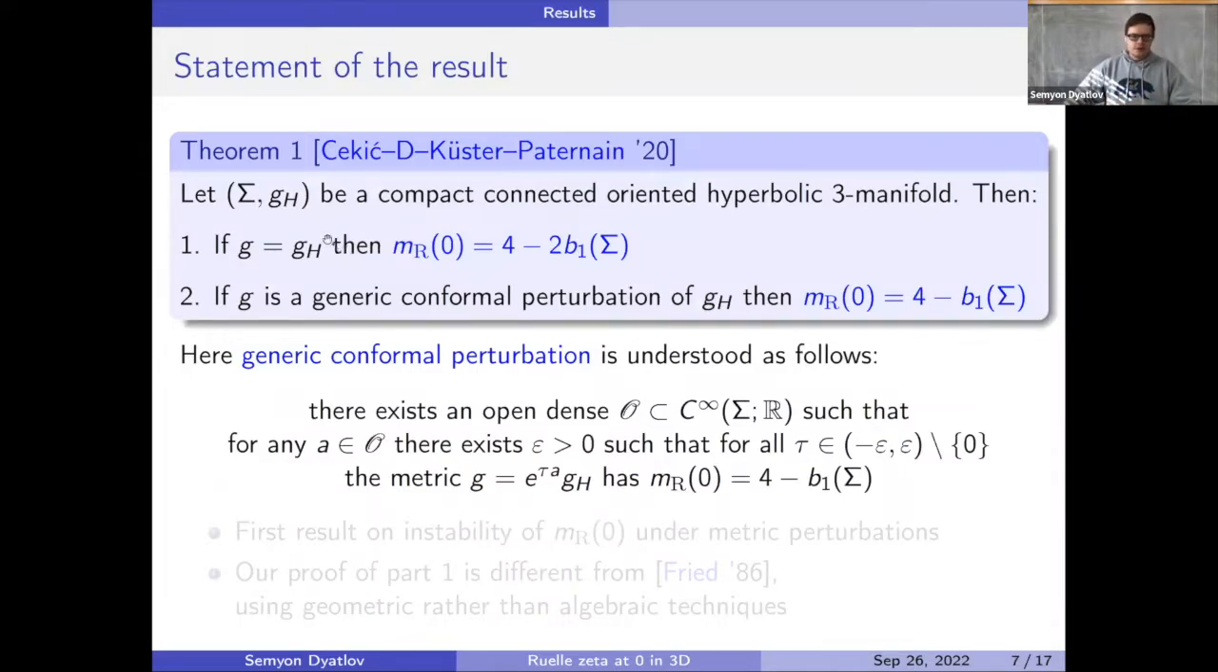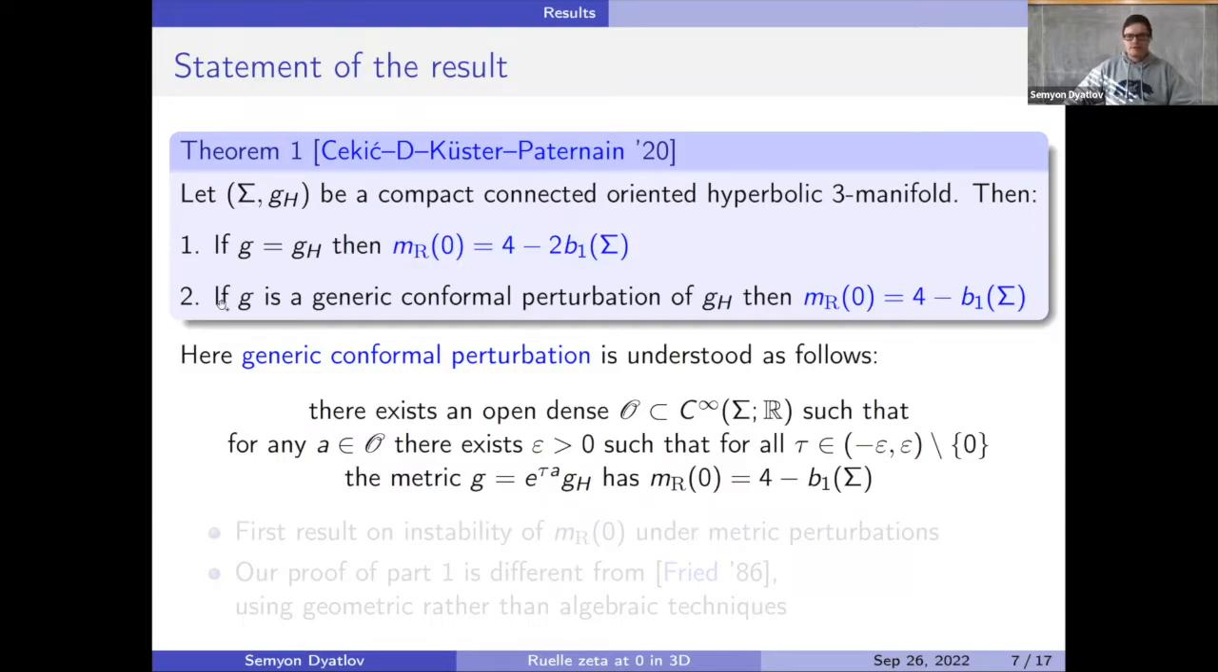So we're going to consider now 3 manifolds. More specifically, we're going to take a hyperbolic 3 manifold, sigma, and g_H is the hyperbolic metric. And then we have 2 results. The first one is that the order of vanishing of the Ruelle zeta function at 0 for the hyperbolic metric is given by 4 minus twice the first Betti number.